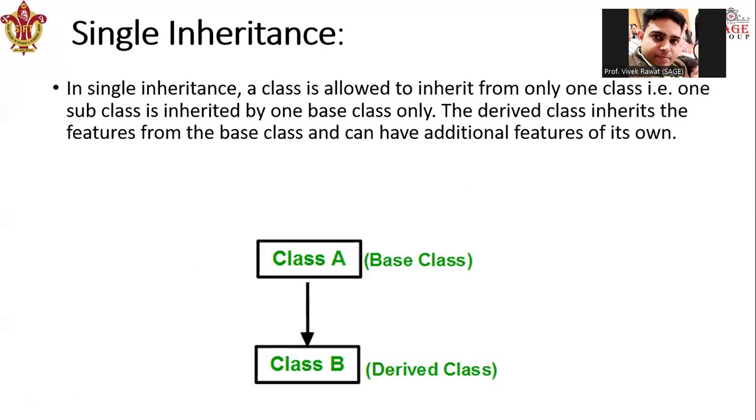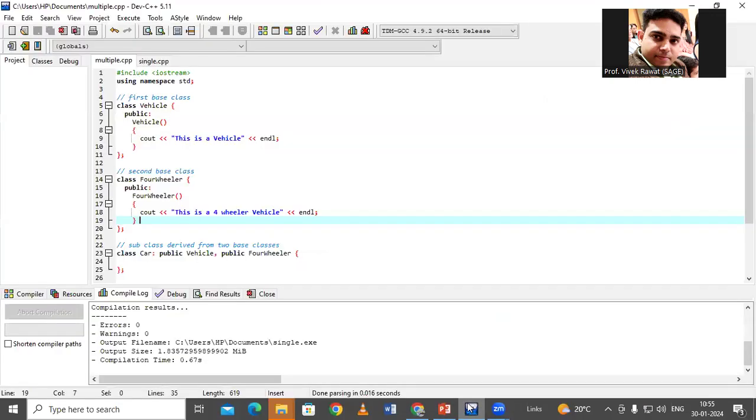Now, what is single inheritance? This is the basic concept of inheritance. In single inheritance, a class is allowed to inherit from one class, as you can see in the diagram. Here is class A, which is called the base class, and another class is class B, which is called the derived class. The subclass inherits from one base class only. Here the properties of class A are inherited by class B. The derived class inherits the features from the base class and can have additional features of its own. So this is the basic concept of single inheritance. Now, I am going to show you a code for single inheritance.